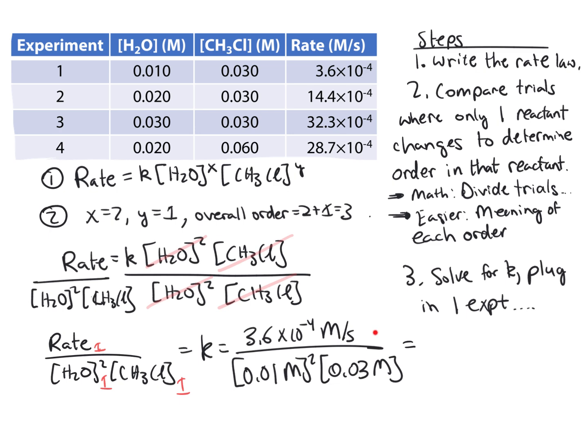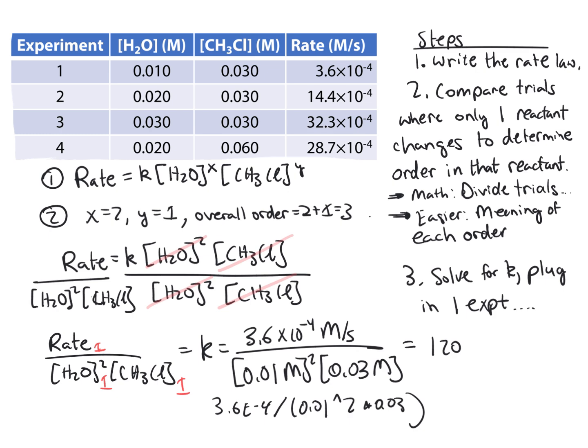or use parentheses here. So if you type it in as 3.6 e minus 4 divided by open parenthesis 0.01 caret 2 times 0.03 close parenthesis, that will in fact work. And when you do that, you should get 120 as the number that comes out.